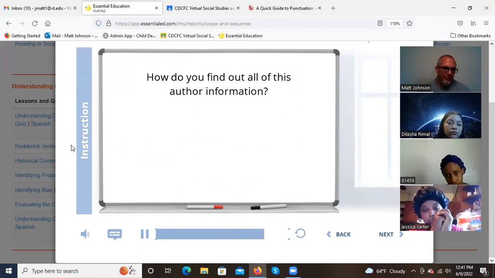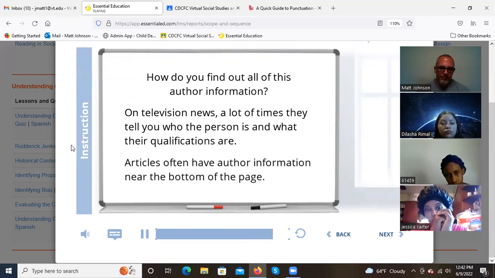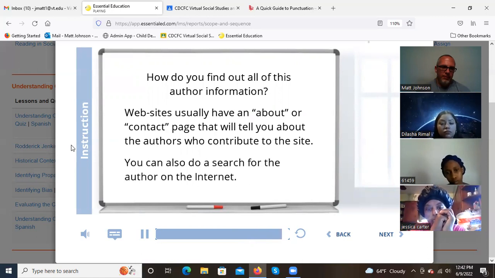I'll admit that it can be a little tricky. On television news, a lot of times they tell you who the person is and what their qualifications are. Sometimes it'll appear in words at the bottom of the screen. Articles often have author information near the bottom of the page. Websites usually have an about or contact page that will tell you about the authors who contribute to the site. If nothing else works, I recommend doing a quick search on the internet. You'll probably find something you can use. So, what do you say? Are you ready to evaluate an author's qualifications?